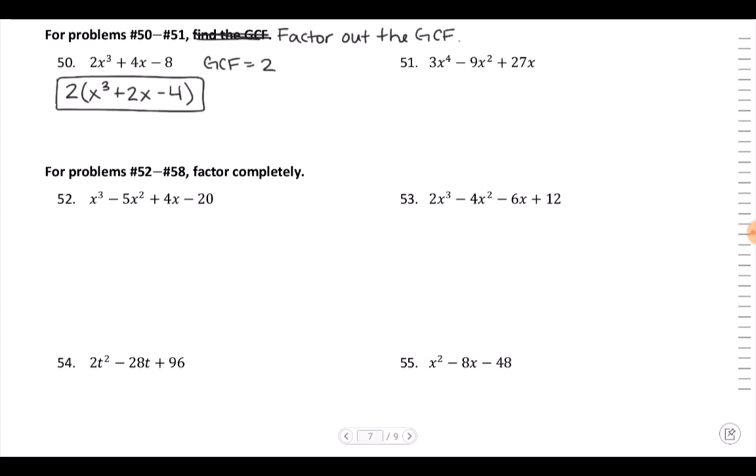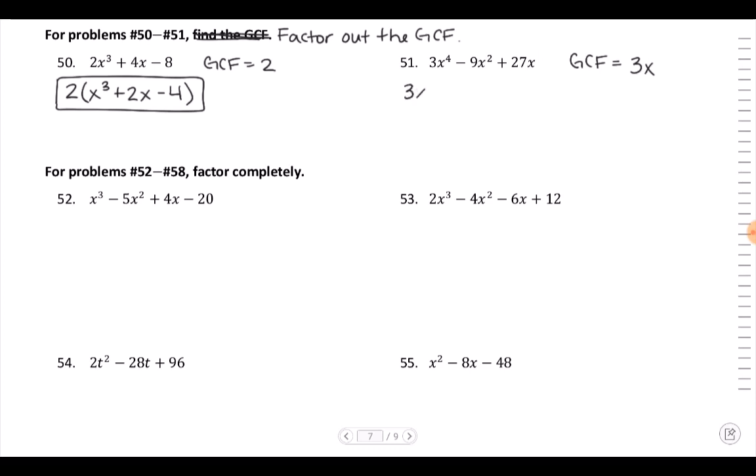Okay. And then on number 51, we need to see what is the GCF here. So my greatest common factor for each of these things, well, I look at the numbers 3, 9, and 27. I can divide all of those by 3. Then I look at all my variables. I have x to the 4th power, x to the 2nd power, and x to the 1st power. Well, the most you can divide them all by is just x to the 1st power. So you take your smallest exponent, whatever that might be. So that's my greatest common factor, 3x.